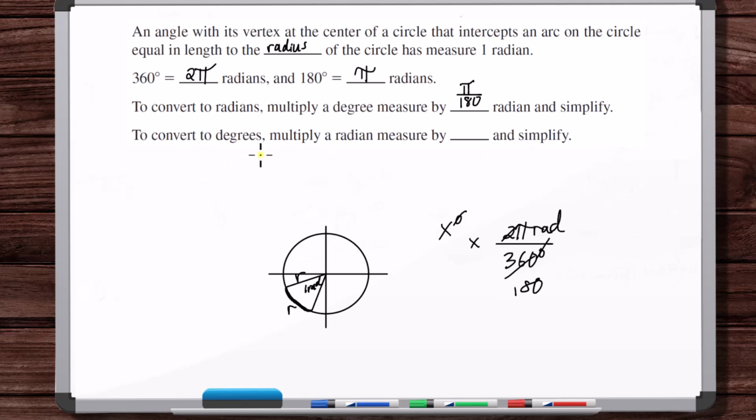To convert to degrees, multiply a radian measure by blank and simplify. So it's the same thing. You use the exact same conversion factor, but if you've got an angle in radians, then you do this: 360 degrees for every 2 pi radians. And now the radians cancel, you're left with degrees. So 180 over pi.